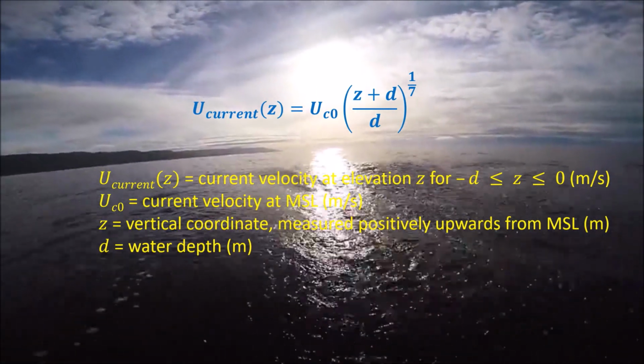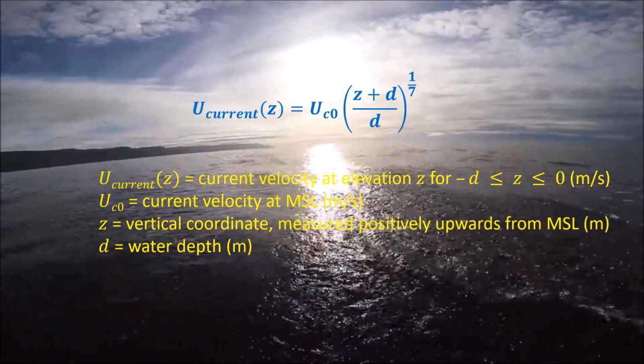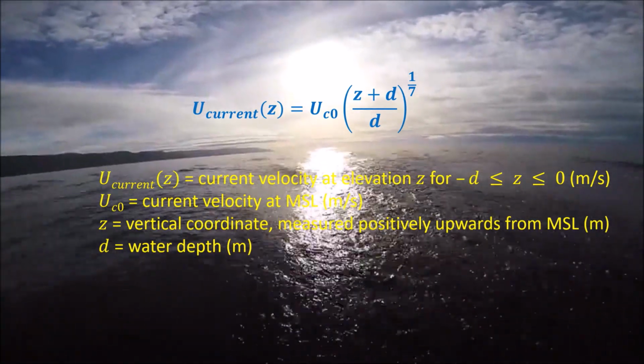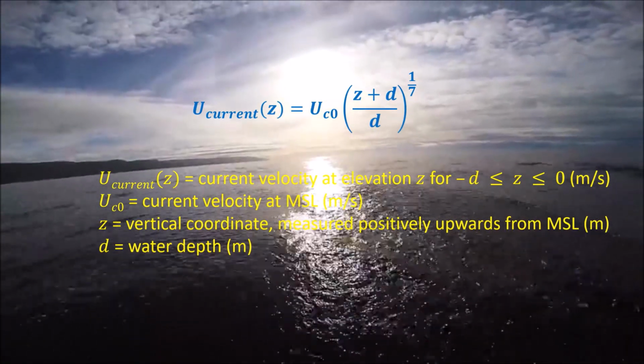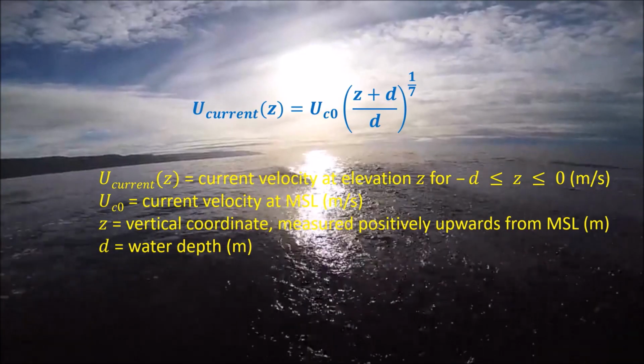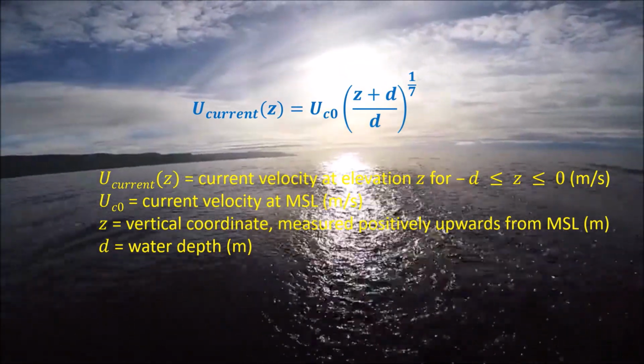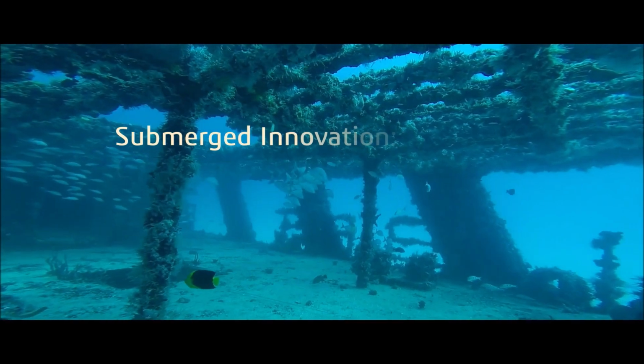Z is the vertical coordinate which measures the depth where you are with reference to the mean sea level. And finally, D is the water depth, so wherever you are measuring it from. So this is how you really compute the current velocity if you really want to account for that in your design.